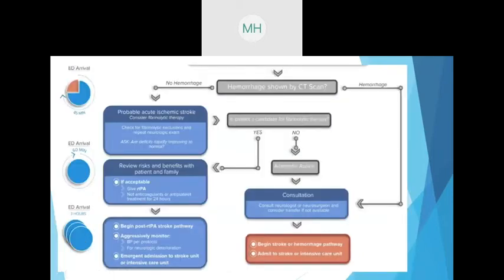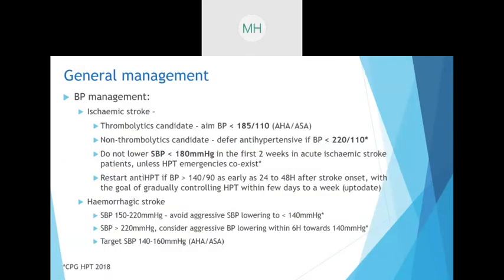All right, so in less than 45 minutes, we must be able to interpret the scan findings. If there is no hemorrhage and the patient is a good thrombolytic candidate, and there are no contraindications, then we have to start the rtPA, the alteplase, within 1 hour or less. Okay? And of course, after that, begin the post-rtPA stroke pathway, aggressive BP monitoring, which will be presented later. And if there is hemorrhage, of course, we have to consult neurosurgery. All right, so this is the general management.